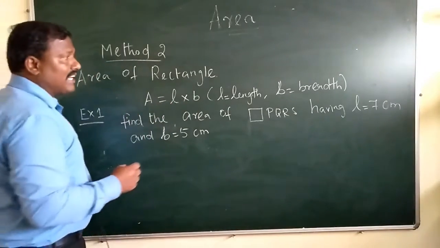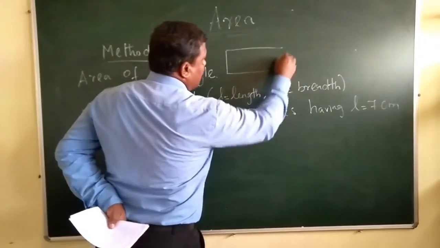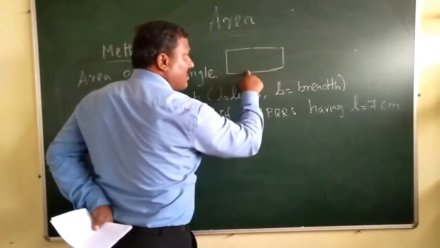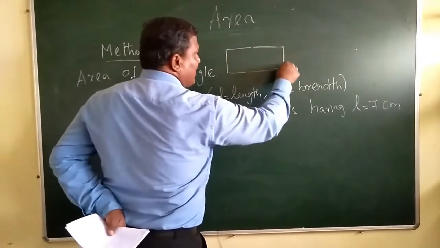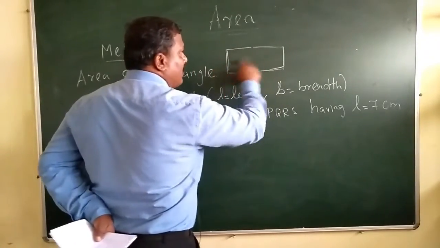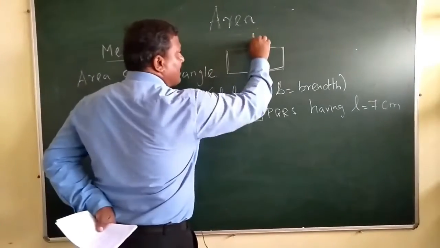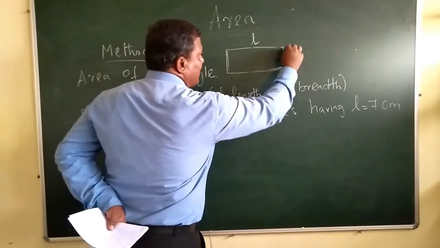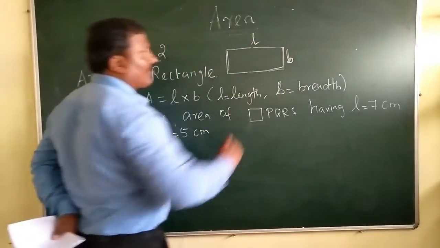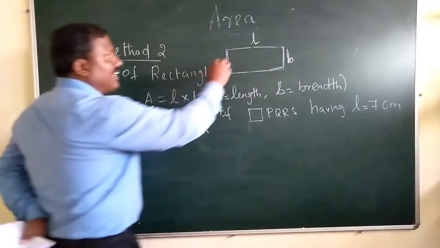You know very well about the rectangle. In a rectangle, two sides are long and the other two sides are short, so opposite sides are equal. This side we measure as the length, and this side we measure as the breadth. So how to find out the area of the rectangle?